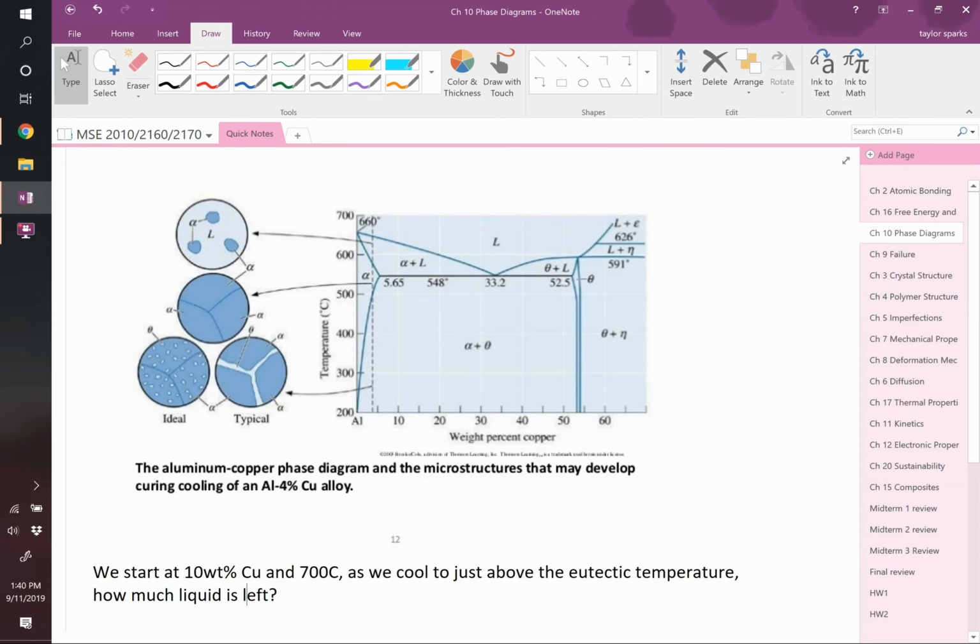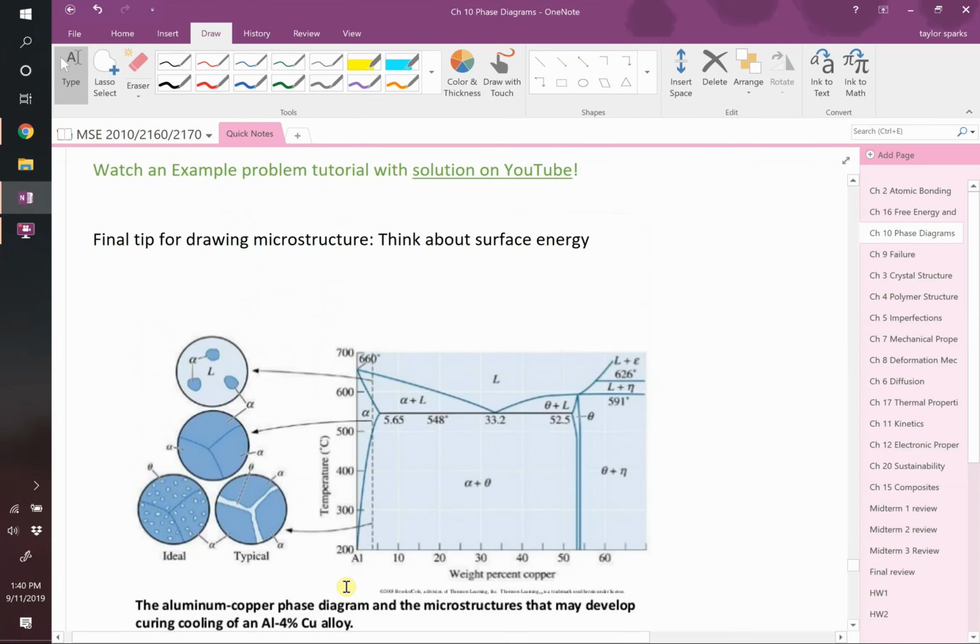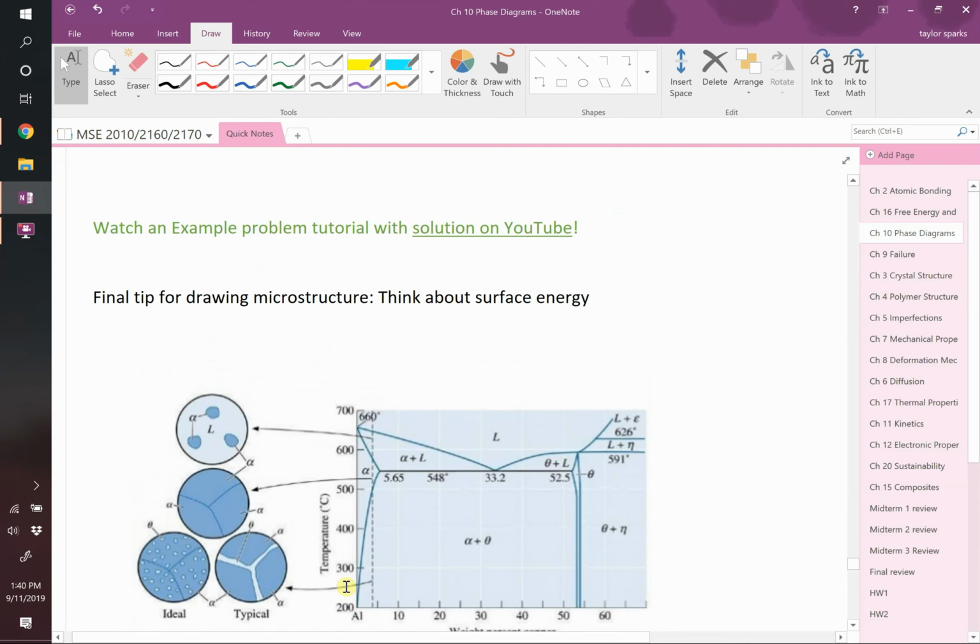No more than 16%. Because the eutectic reaction means that as you cross this line, liquid goes to two phases. So if you've only got 16% liquid at that point, right here, then at best only 16% of your final product will be the eutectic structure.